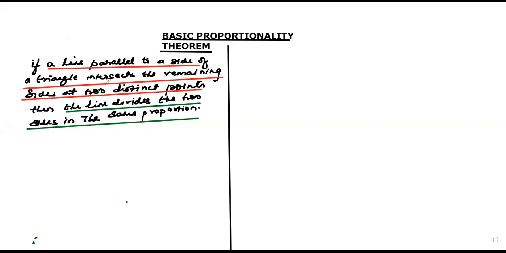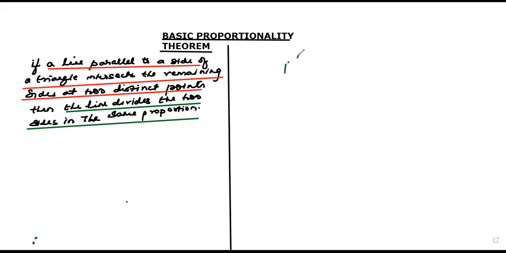If a line parallel to a side of a triangle intersects the remaining sides at two distinct points, then the line divides the two sides in the same proportion. Right. This is what the statement says. Now, always remember, children, every theorem has two conditions. Okay, keep in mind what I am trying to say. Every theorem has two conditions.